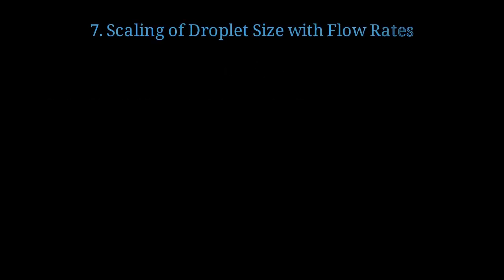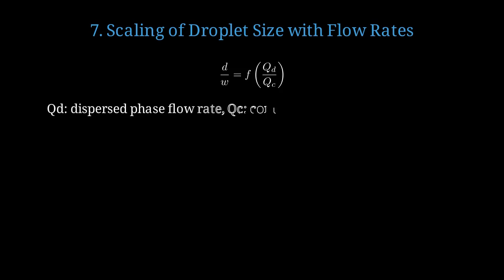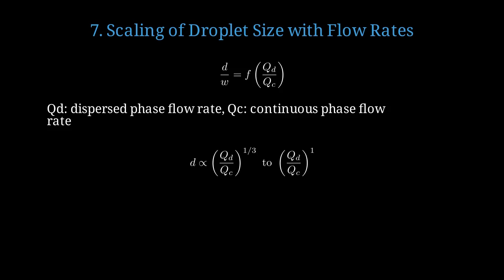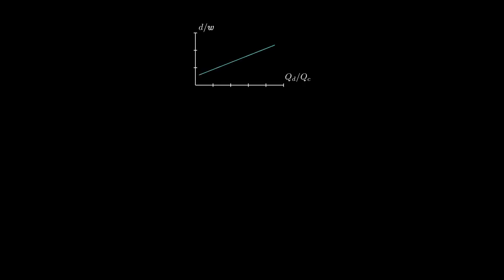Droplet size can be precisely controlled by adjusting the flow rate ratio. The ratio of droplet diameter d to channel width w is a function of the flow rate ratio between dispersed and continuous phases. Qd is the dispersed phase flow rate, and Qc is the continuous phase flow rate. Droplet diameter scales with the flow rate ratio raised to a power between 1/3 and 1, depending on the geometry. This graph shows the linear relationship between flow rate ratio and droplet size in typical microfluidic devices. Increasing the dispersed phase flow rate produces larger droplets, while increasing continuous phase flow rate produces smaller droplets.